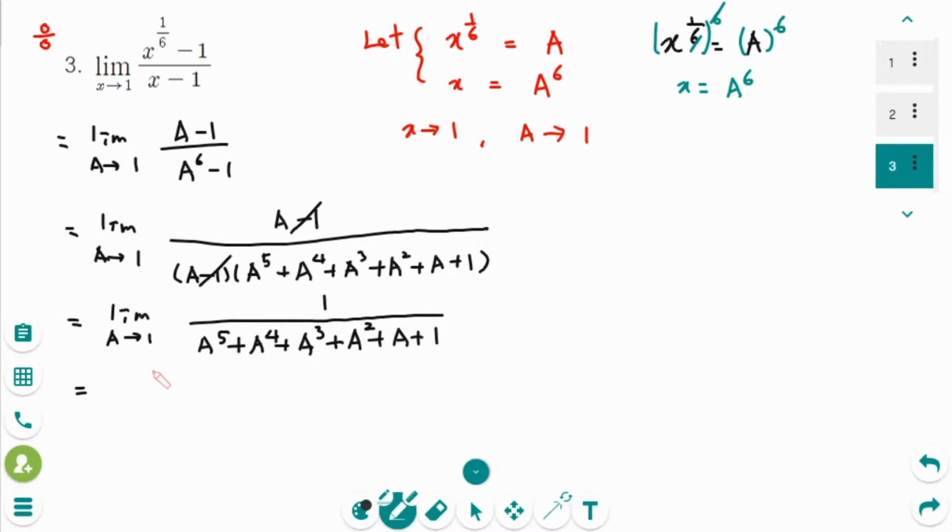And put 1 into a. Everything is 1. So 1 to the power of 5 is 1. So 1, 1, 1, 1, and 1. 6 of them. So the answer is 1 over 6.